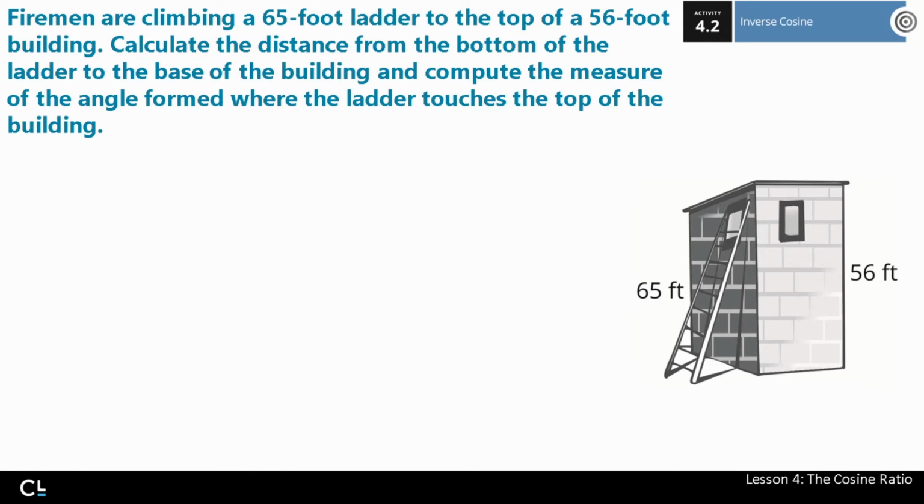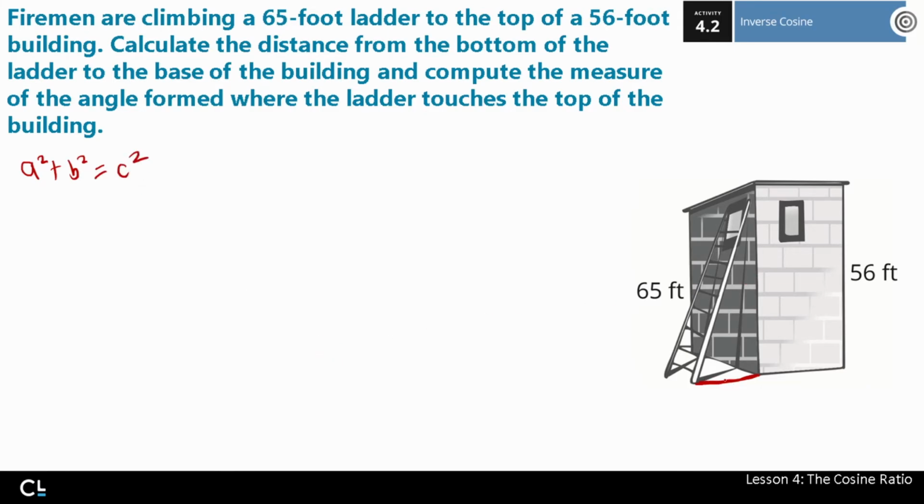There's two things they want us to do here. Calculate the distance from the bottom of the ladder to the base of the building. They want to calculate this distance here, right? And we could do that by using our Pythagorean theorem. So once again, we could say a squared plus b squared equals c squared.